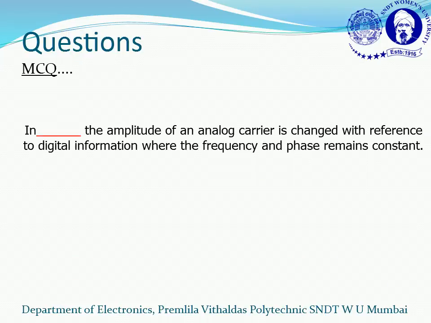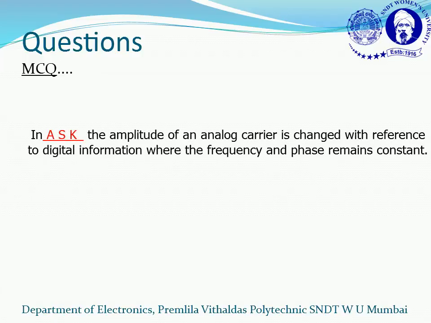The amplitude of an analog carrier is changed with reference to digital information, where the frequency and phase remain constant. In which type of digital modulation does this happen? Absolutely correct, it is ASK. In ASK, that is amplitude shift keying, the amplitude of an analog carrier is changed with reference to digital information, whereas the frequency and phase remain constant.